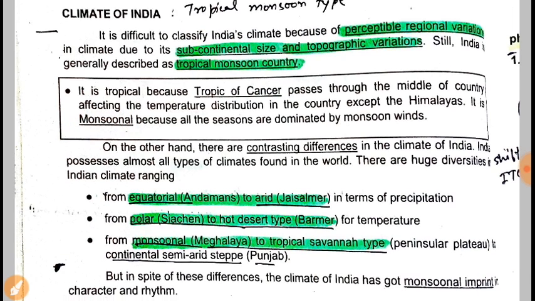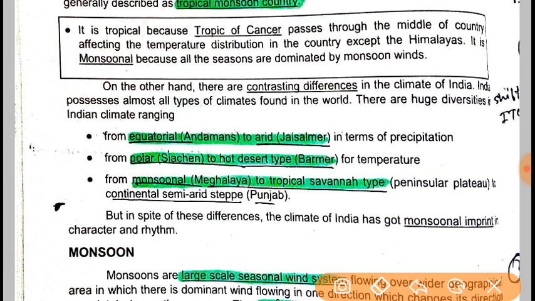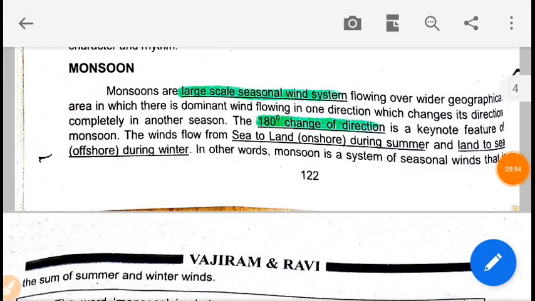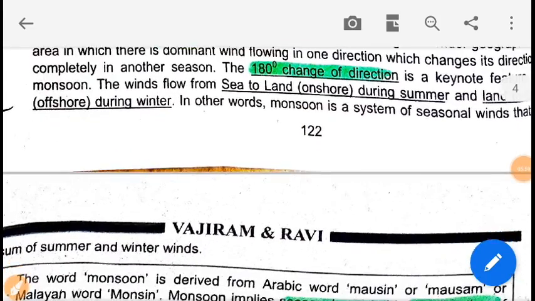Okay, apart from this we see a lot of other types of climates, for example equatorial in Andamans, arid in Jaisalmer, then polar in Siachen, hot desert type in Barmer, monsoonal in Meghalaya, and tropical savanna type and steppe type in peninsular India and Punjab respectively. Okay. Now we come to the next part. What is monsoon? Okay.